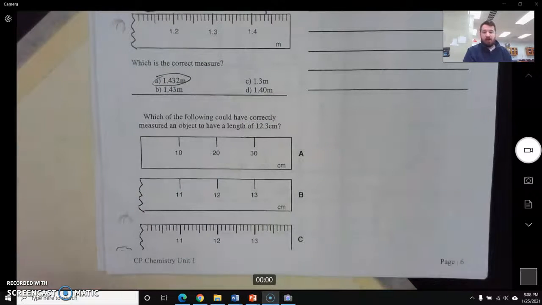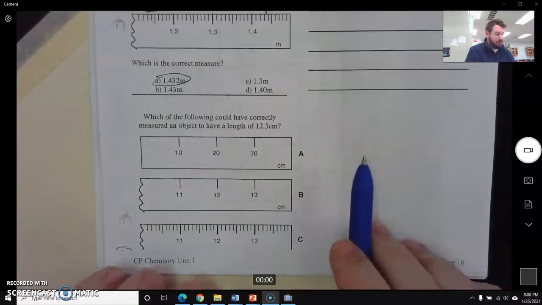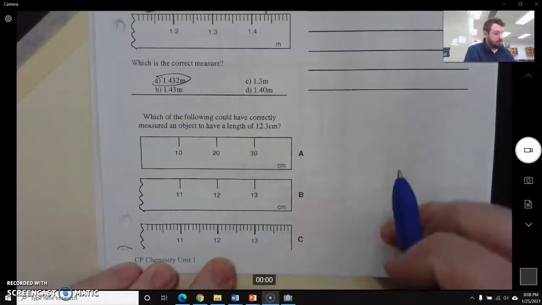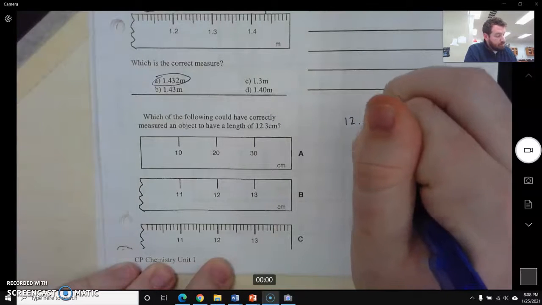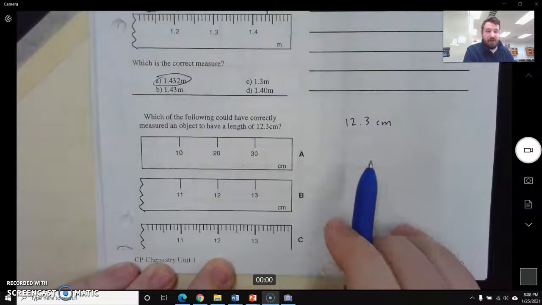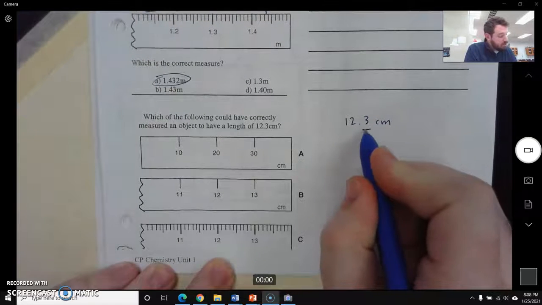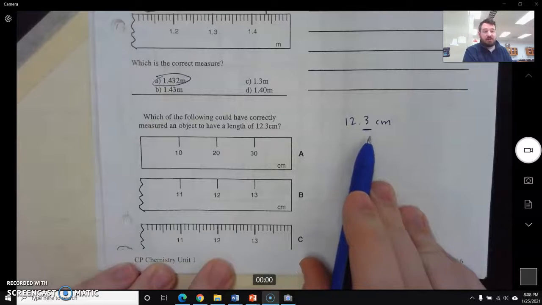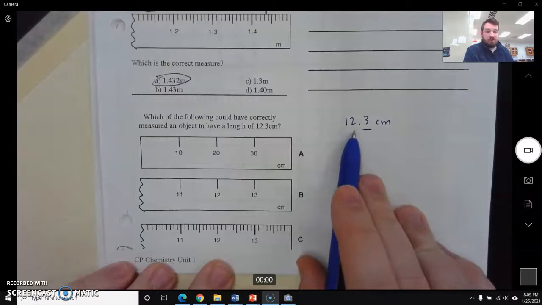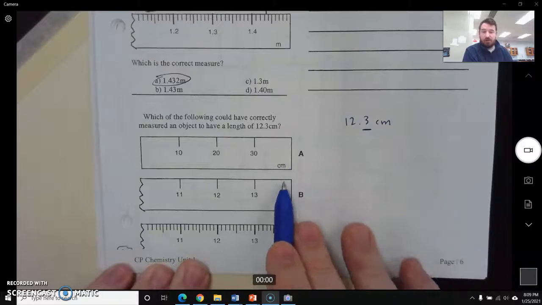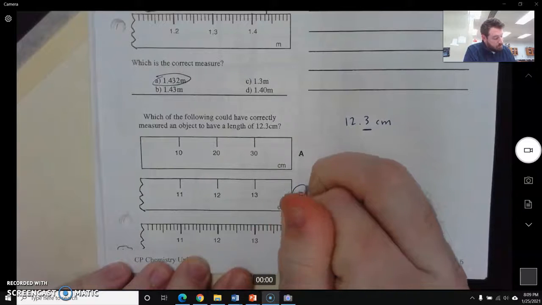Alrighty. This one is a tricky one. Usually only about half of students get this one correct. So if you do, give yourself a pat on the back. Which of the following could have correctly measured an object to have a length of 12.3 centimeters? So we kind of have to think backwards here. If we have 12.3 centimeters as our measurement, we estimated the 10th place, which means that our interval must be going up by the ones place. So which one of these rulers is going up by the ones place? That would be B.